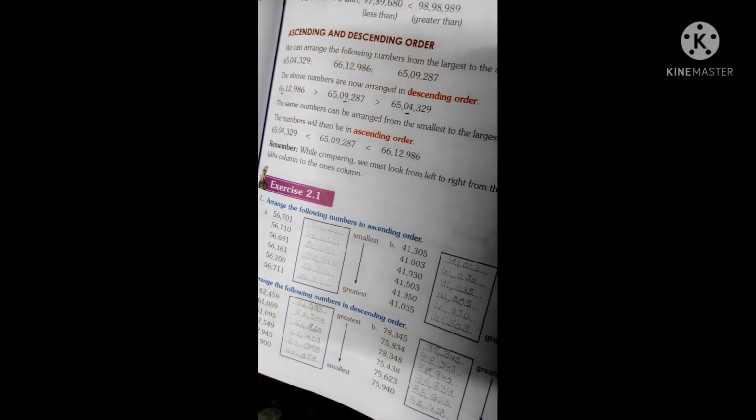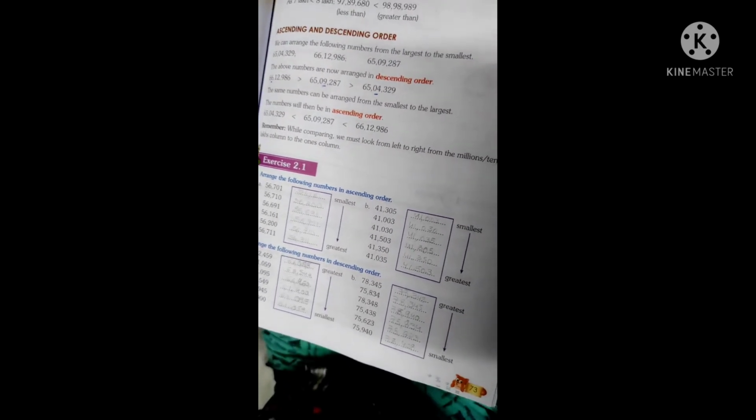So let's remember, while comparing we must look from left to right, from the millions and 10 lakhs column to the ones column. If we are comparing both numbers, we should look from left to right, from the millions or 10 lakhs column to the ones column. So we have to master the international system, millions, as in the Indian system, lakhs, 10 lakhs.